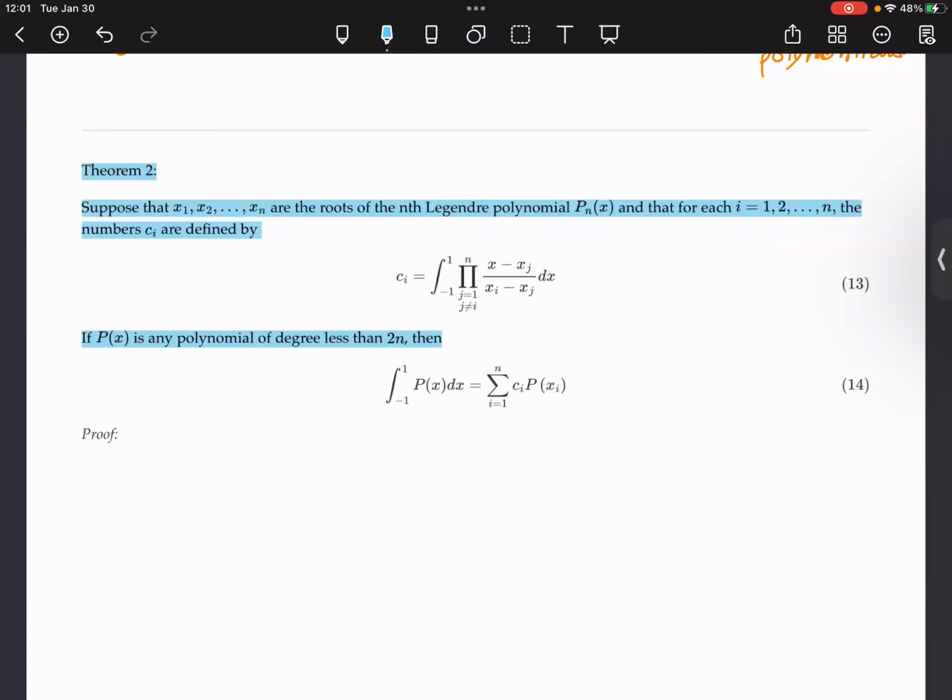repeated. Could there be complex roots? Yeah, because a polynomial might have complex roots. I mean, a polynomial might have complex roots, right? Yes, some polynomials might have complex roots. But this Legendre polynomial has only real roots. Yeah, you can prove that. They only have real roots on the x-axis.